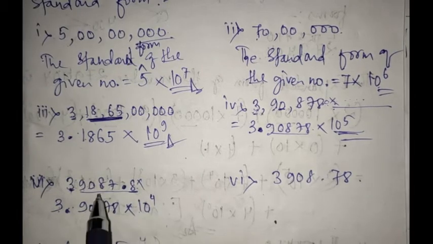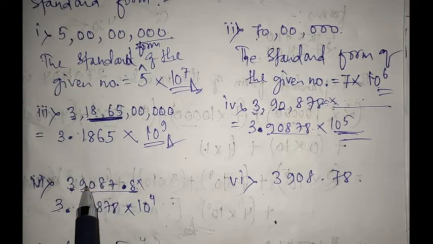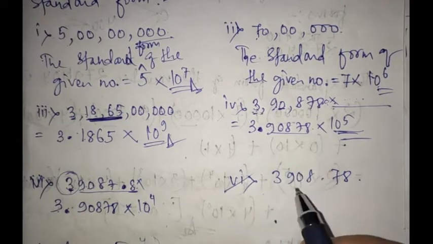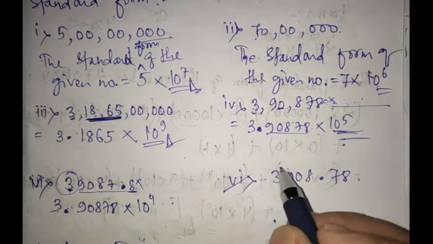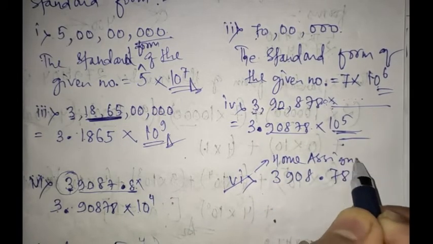Why 10 to the power 4? But sir, you have also included this 8. But why I have not counted this is because this is after the decimal. You will count only those numbers which are before the decimal, and you will not count this one. Okay. So number 6, you will try it yourself. Okay, and you will show it to me. You are going to show me this part. Alright, I hope you have understood this part.